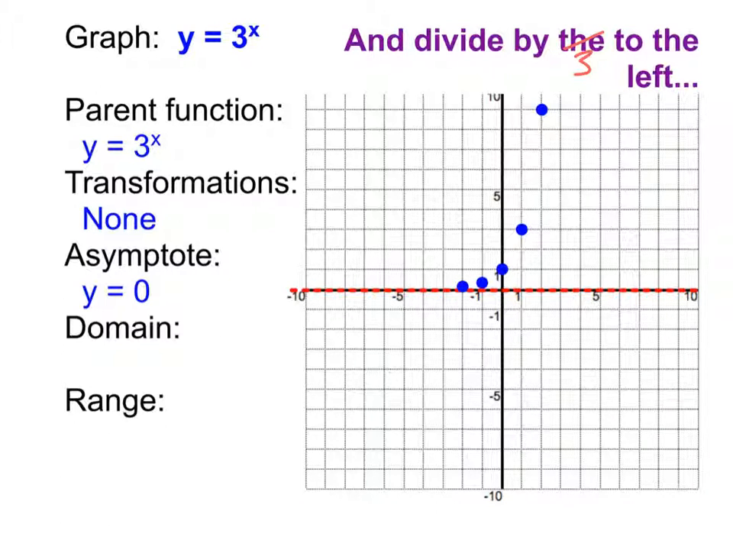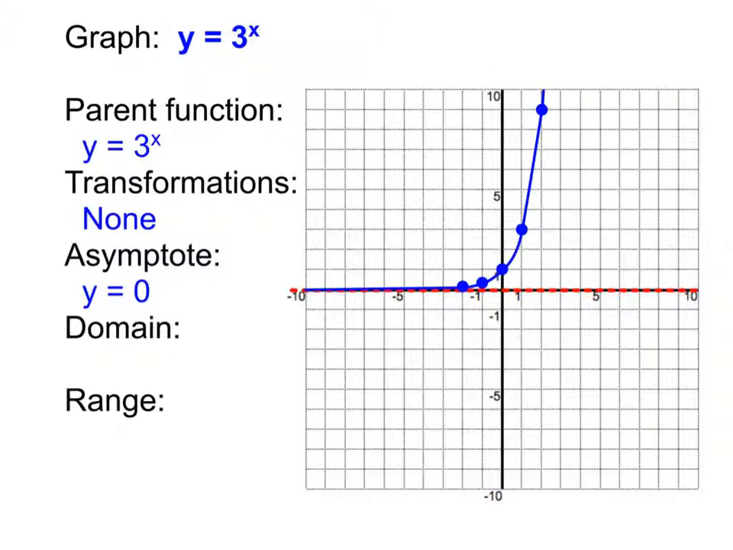And by doing that, you can plot the points, and once you plot the points, you can go ahead and draw your graph through. Last thing here, domain and range. What's our domain on this graph? All real numbers, absolutely. What's the range going to be then? Y is greater than 0. Not greater than or equal to, just greater than, because of course 0 is the asymptote and we never really reach the asymptote.